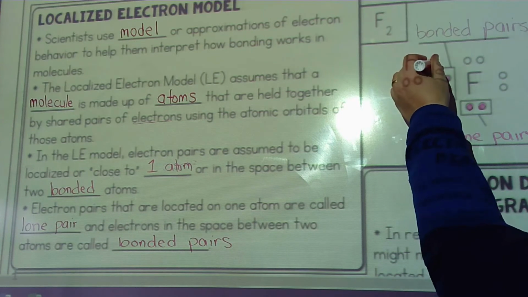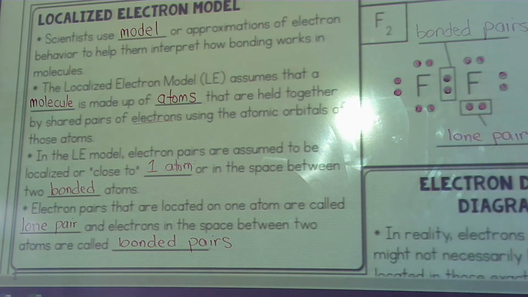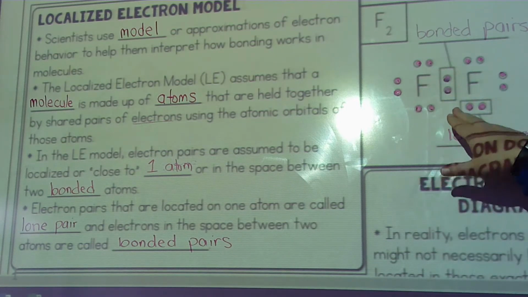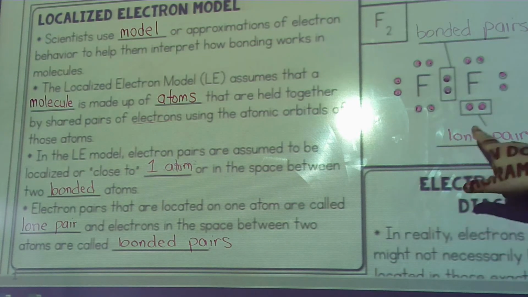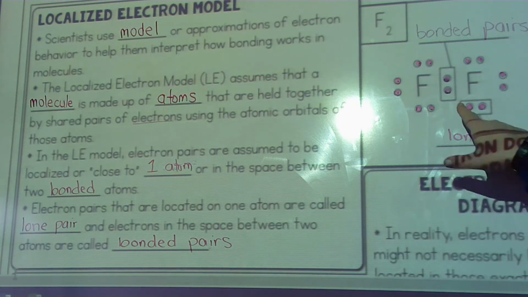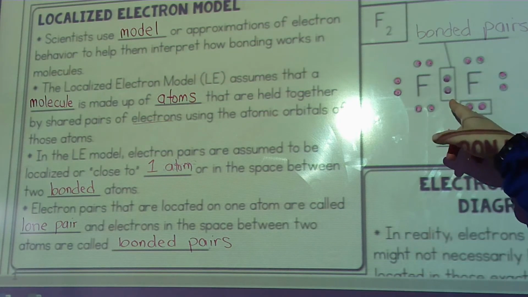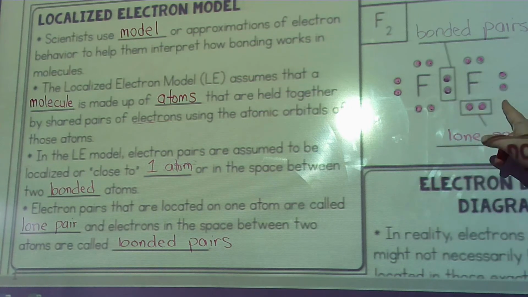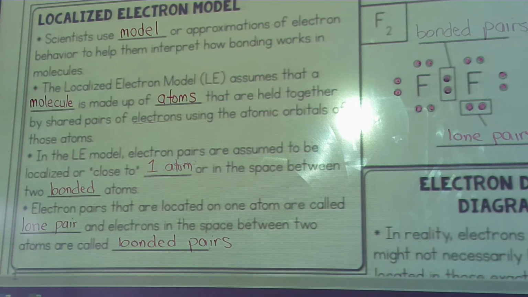Remember, we learned briefly about the octet rule, that each atom wants to have 8 electrons around it in order to be stable. Well, these fluorines have 8. 2 of them are bonded pairs, and then 6 around each of them are lone pairs. And because these are bonded, they're shared between the two atoms. So these two count for this element and this element, because they're bonded, they're using them together.